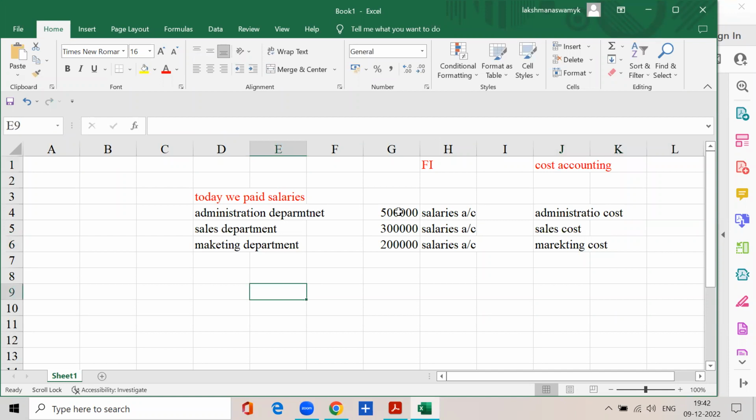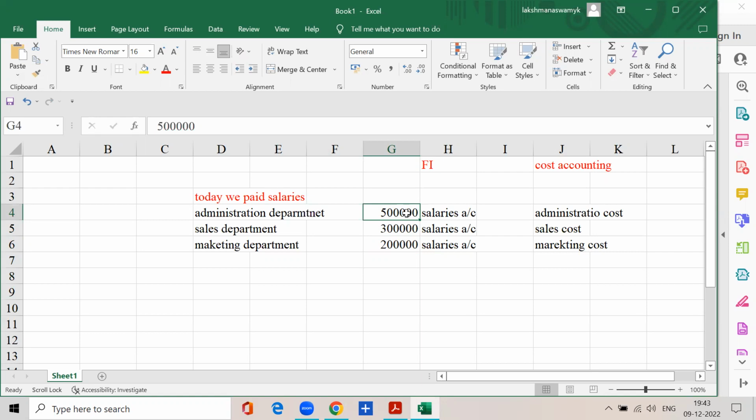Now, what is your total salaries? 10 lakhs, right? That is displayed in the salaries account in your financial accounting module. Now, with the help of cost accounting, we can find out the origin of the cost. Means where exactly this 5 lakh salaries was incurred, in the administration. Where exactly this 3 lakh salaries was incurred, in the sales department. Then the salaries of 2 lakhs was incurred in the marketing department. That means the administration department is responsible for incurring salaries of 5 lakhs. Now the management knows the origin of the 5 lakh salaries.